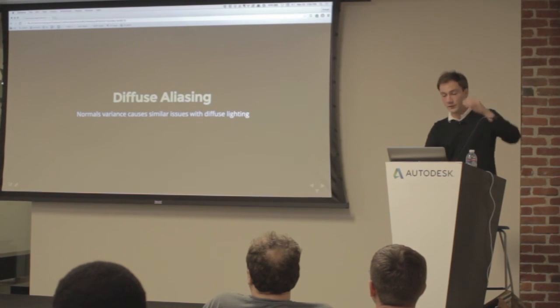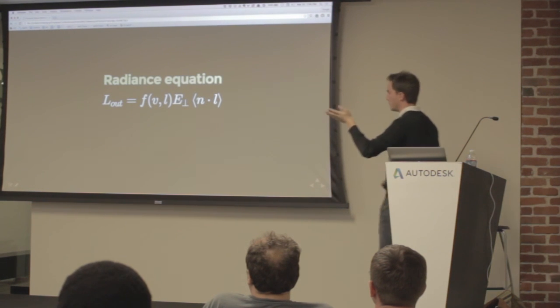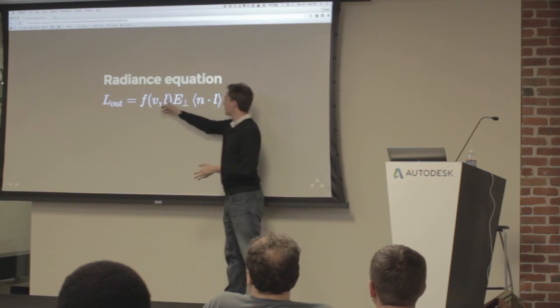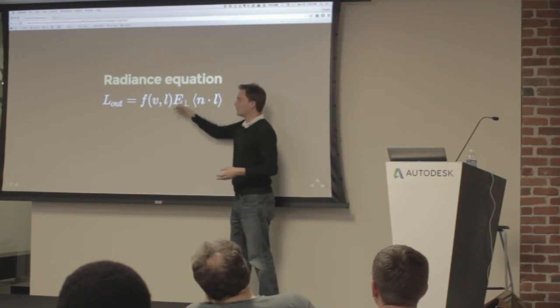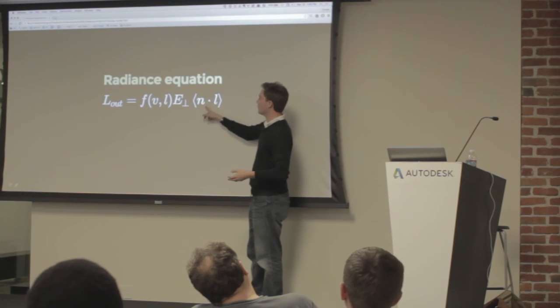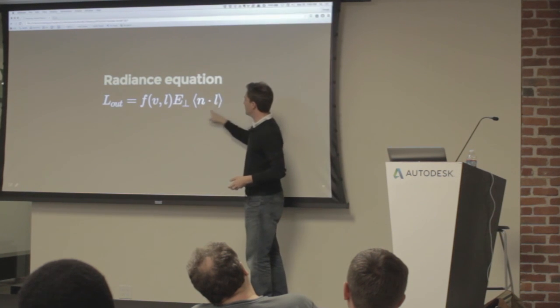Finally, there's something called diffuse aliasing. The idea is a very similar issue. When you light an object, this is the lighting equation. That's your BSDF. That's the amount of light coming from the light source. And that's the angle between the normal and the light source. And the problem here is this part right here.